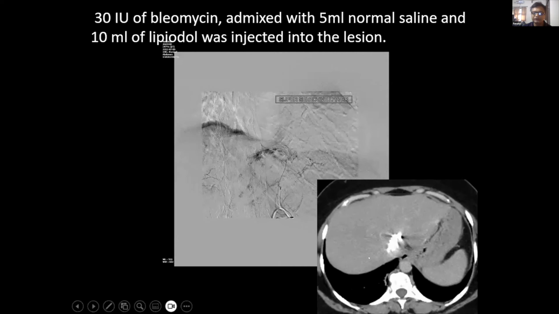Even after 6 months of the therapy, the patient continues to be asymptomatic. Now he doesn't have the IVC obstruction as he had earlier, and there was significant shrinkage of the hemangioma in this case.